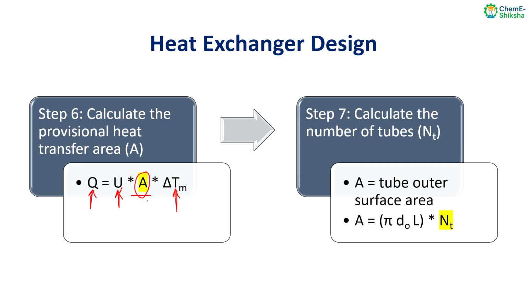Now if we know the provisional heat transfer area, we know that heat transfer is done on the outer surface of the tubes. So A is exactly equal to the tube outside surface area. So A equals pi d naught L, which is the outer surface area of a single tube, into the number of tubes, that is NT. From this equation we can calculate the number of tubes, because we know the tube outside diameter, we know the tube length L, and we also know the provisional heat transfer area A.